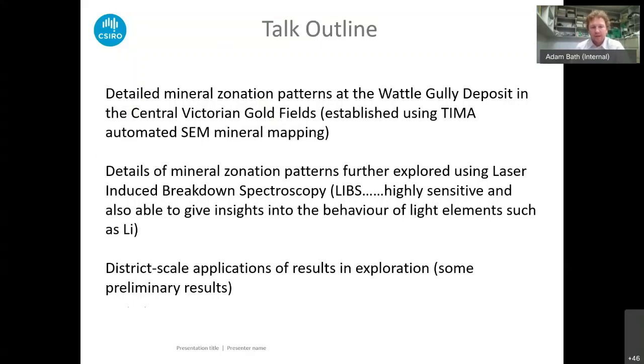And then at the end, I'll talk about some of the district applications and some of the preliminary results where we've done a lot of coverage, 5 to 10 kilometres of coverage over areas that are less well understood, and seeing if we can detect some of the zoning patterns that we've come to understand from our work around Wattle Gully and another prospect in that area.